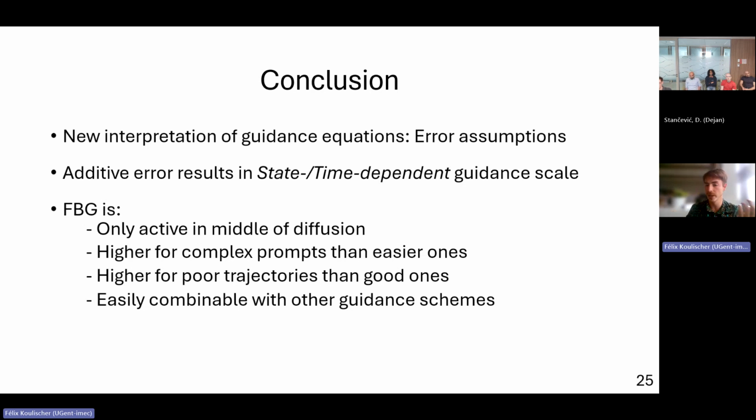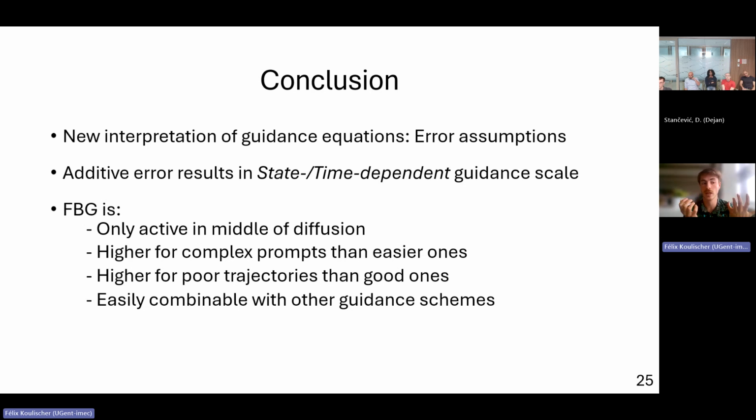And we find that this feedback guidance is, first of all, as expected, only active in the middle, in these semantic content generating regions of diffusion, just as limited interval guidance. We find that it's higher for complex prompts than for easier ones, as expected.